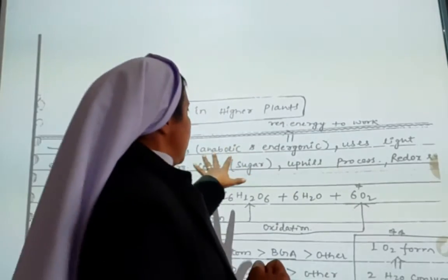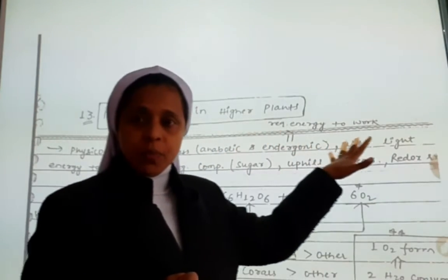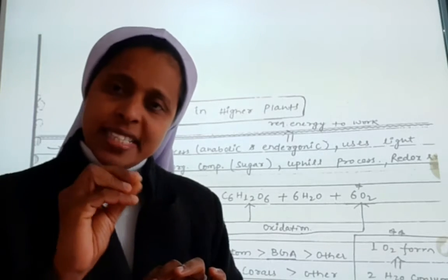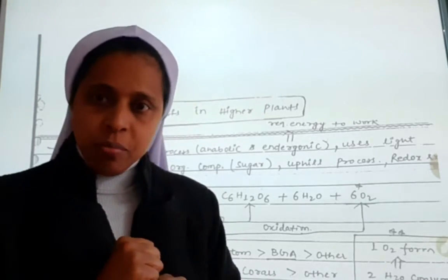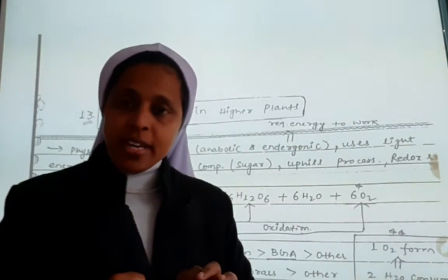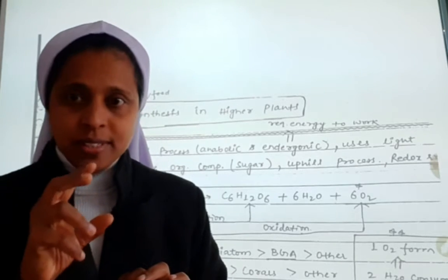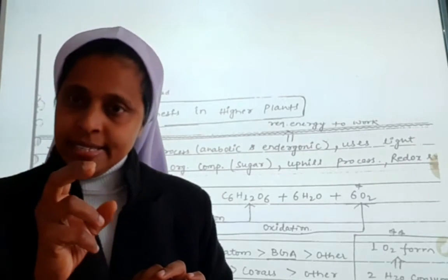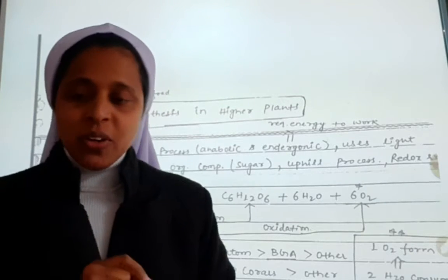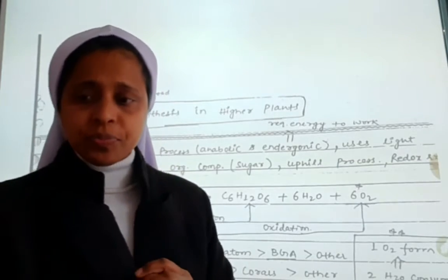So next is anabolic, the physico-chemical process. What is the meaning of anabolic? किसी भी चीज का formation हो रहा है, if any of the things is being formed, then we call it anabolic. Then we have anabolic and endergonic. What is the meaning of endergonic? Whenever energy is required for this process, photosynthesis, we call it endergonic. We all know the ultimate source of energy is the sun.